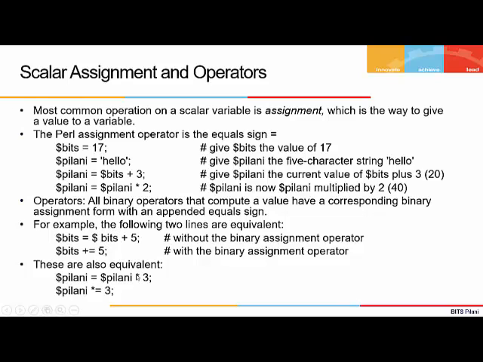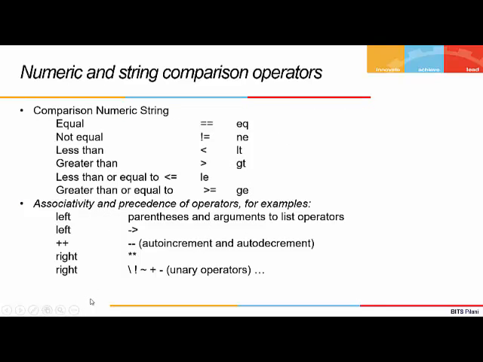Okay, so this is also with the binary assignment operator. These two are equal, and it's the same way with the multiplication. These two are also equal. Okay, this is a little bit of the assignment, and these are the comparison operators, as we have seen before in some of the examples.